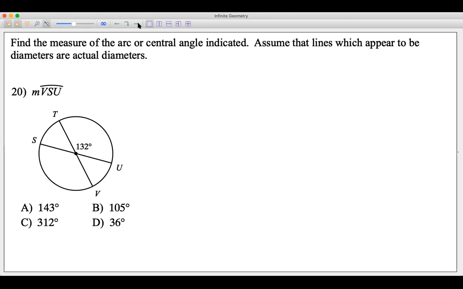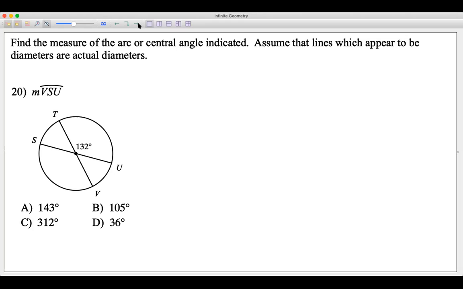132. What's this one? 180 minus, which is, it's just 50. Oh, yeah. So then what do I do with those three numbers? 132, 48, and 132. It is a multiple choice test. Look at the answers. What possible answer could it be?